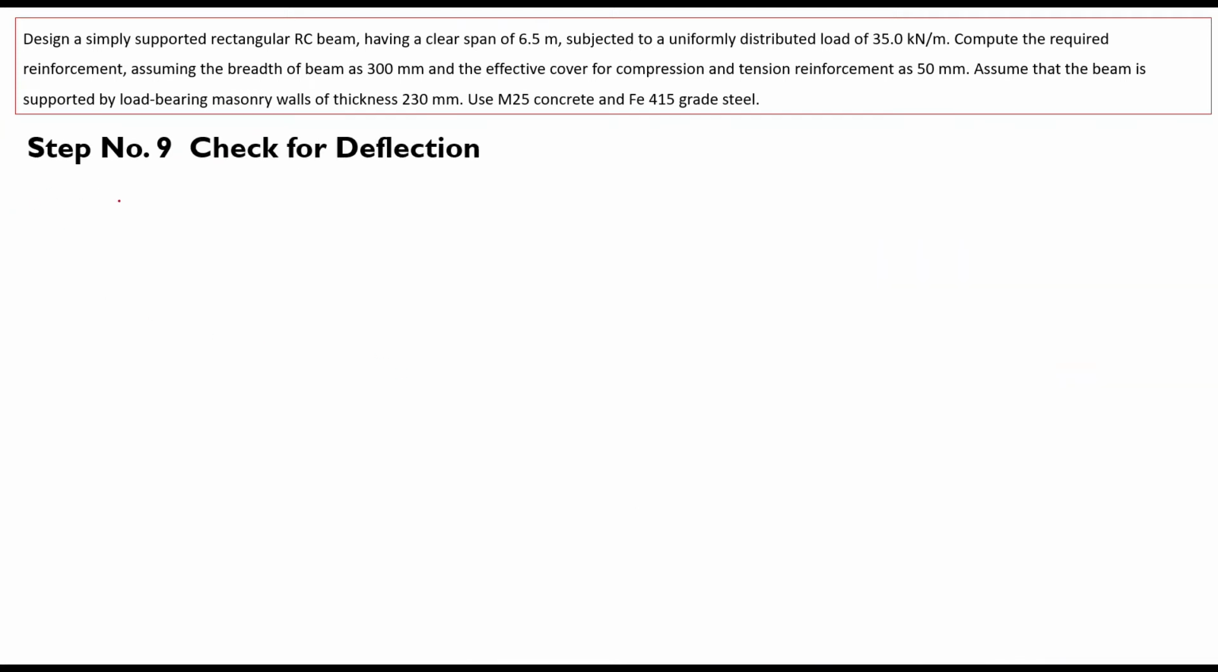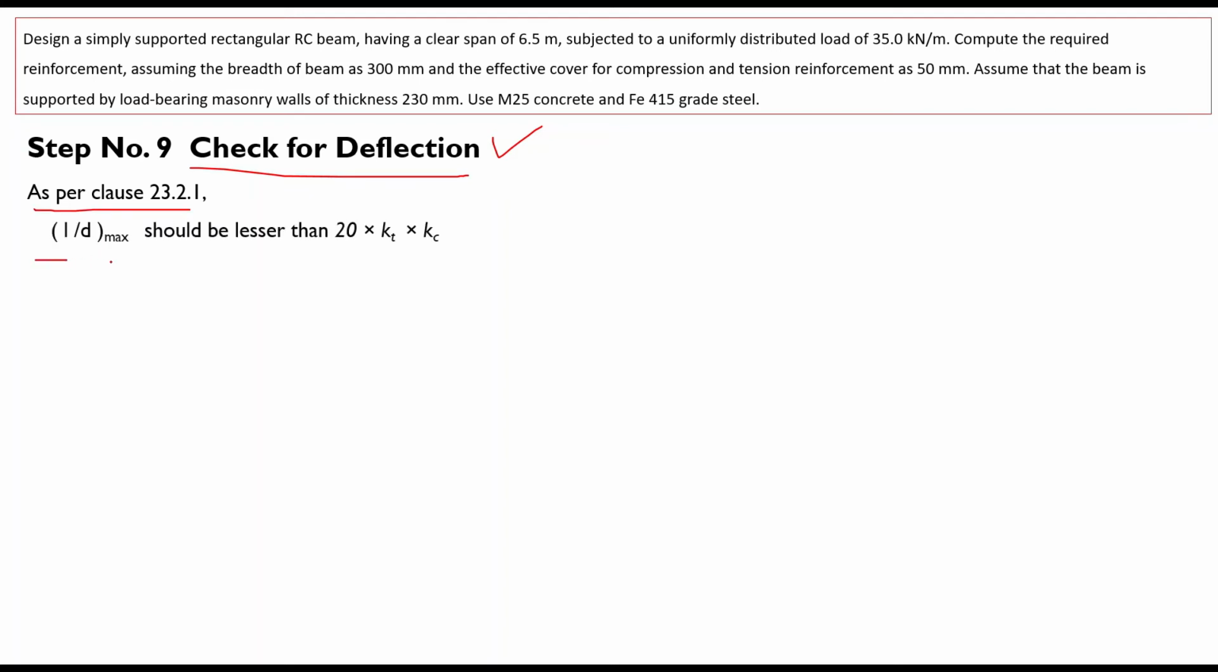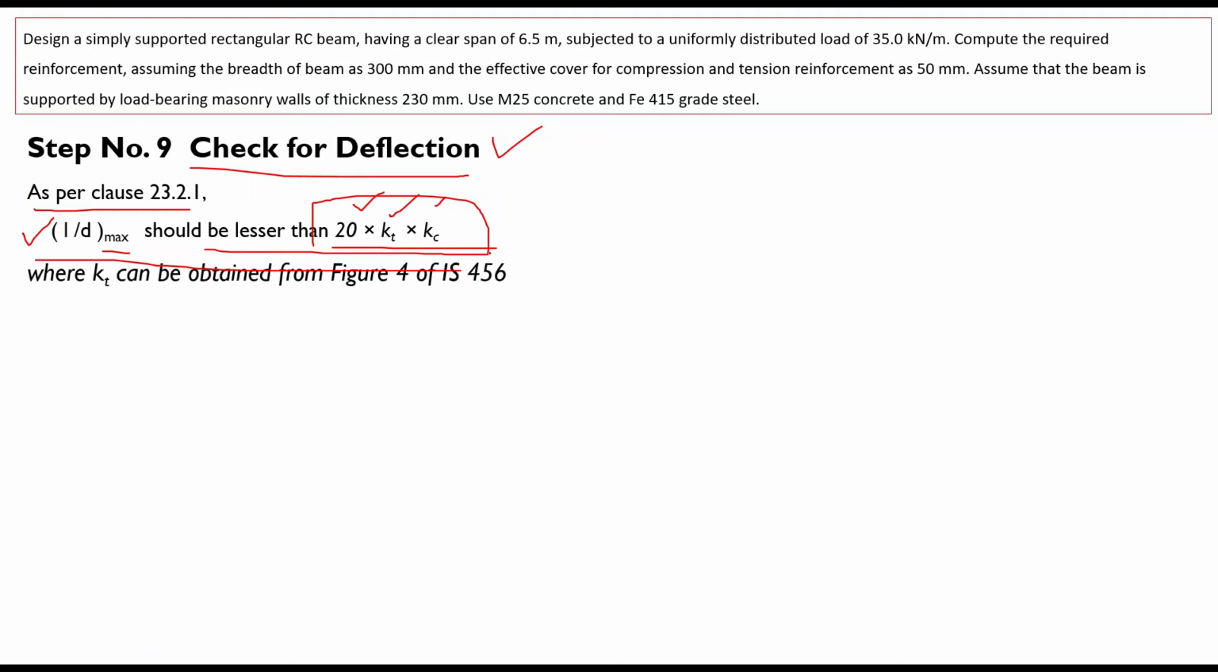Now step number 9, here we have to check the deflection. That means how much is the deflection, and whether it is within the permissible limits. So again, as per clause 23.2.1, we have to calculate the L by D ratio, that is the maximum value. It should be lesser than this value. This is the L by D maximum value, where 20 was the L by D ratio, and KT and KC are two factors. These are basically reduction factors.